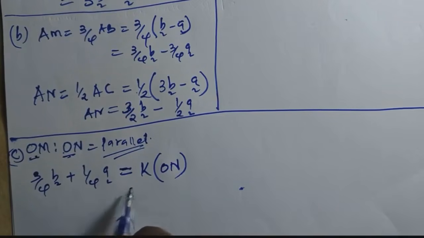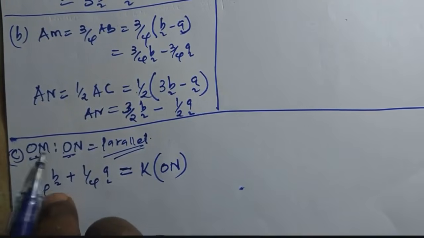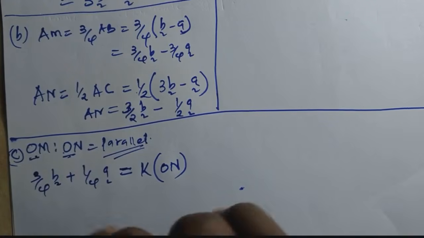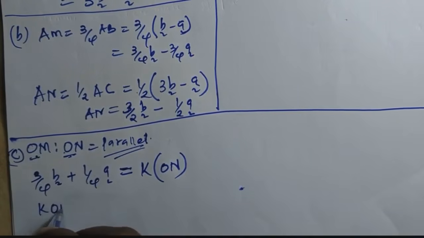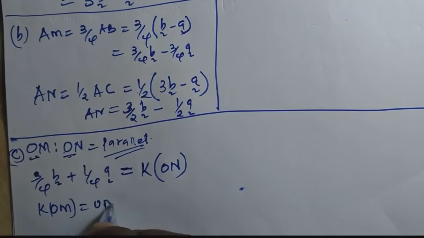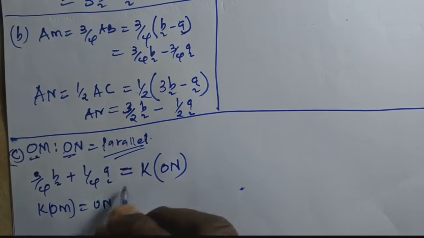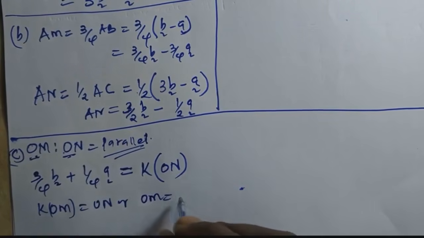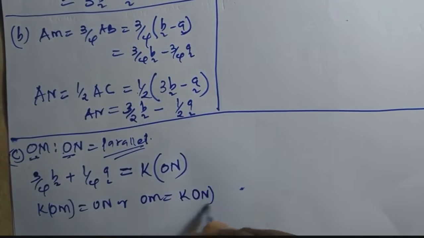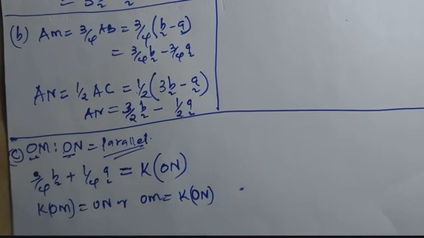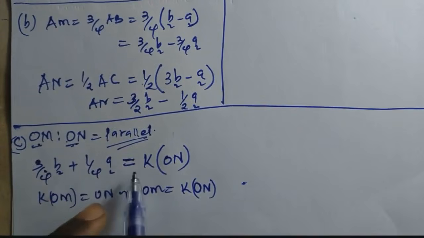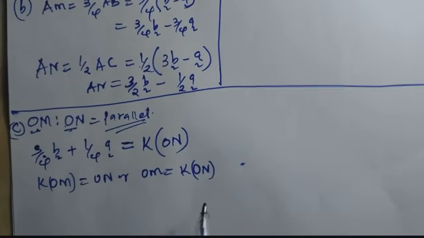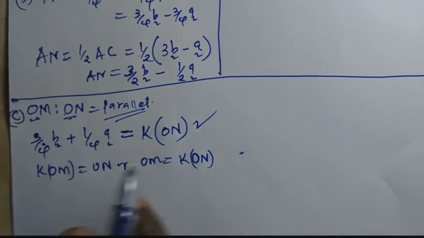You must express one in terms of the other. If it is possible to express one of them, you can say k OM is equal to ON, or this way, OM is equal to k ON. It must be expressed in terms of the other. So I have decided to express that OM is equal to k ON. So let us use this one, but you can use either.